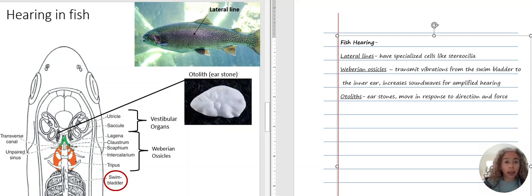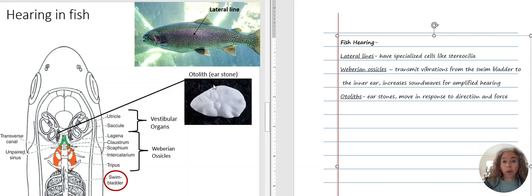And these fish have specialized bones similar to our Malleus, Incus, and Stapes in this area. They're called Weberian ossicles. And those Weberian ossicles are 4 bones that are going to transmit the vibrations from the swim bladder down here to the inner ear of the fish.